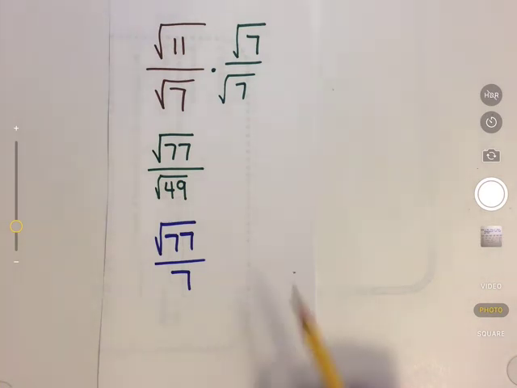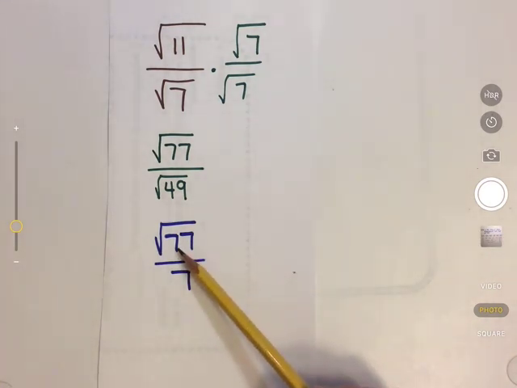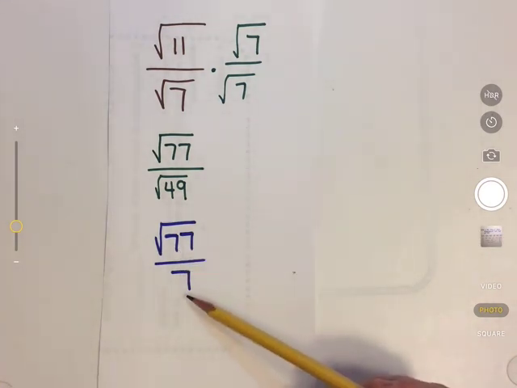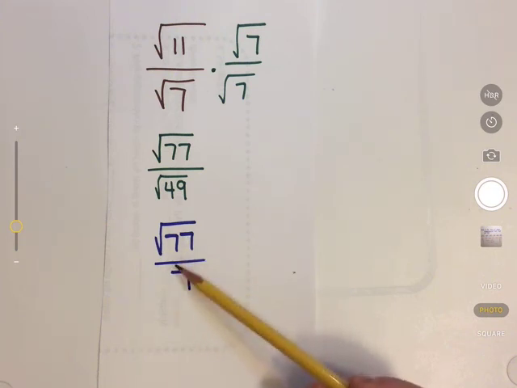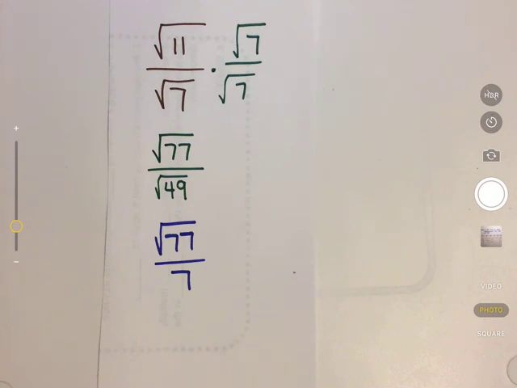I cannot reduce this because 77 is in a radical and 7 is outside the radical. So I cannot divide both of these terms by 7, because they're not like terms. One's in a radical, one's outside.